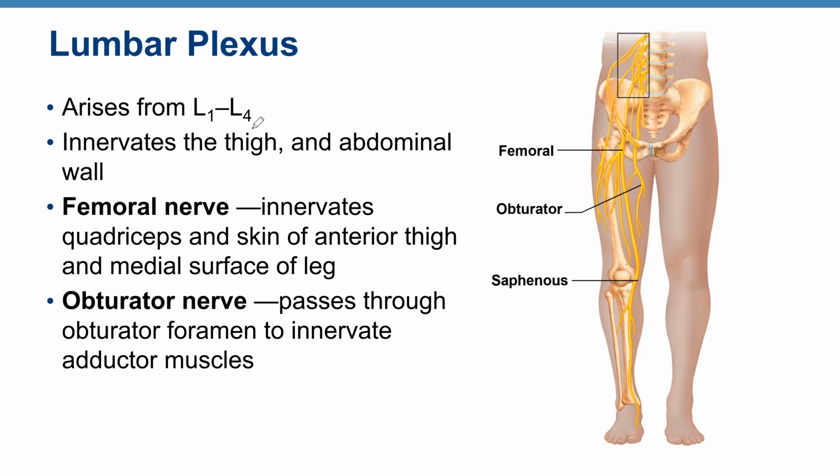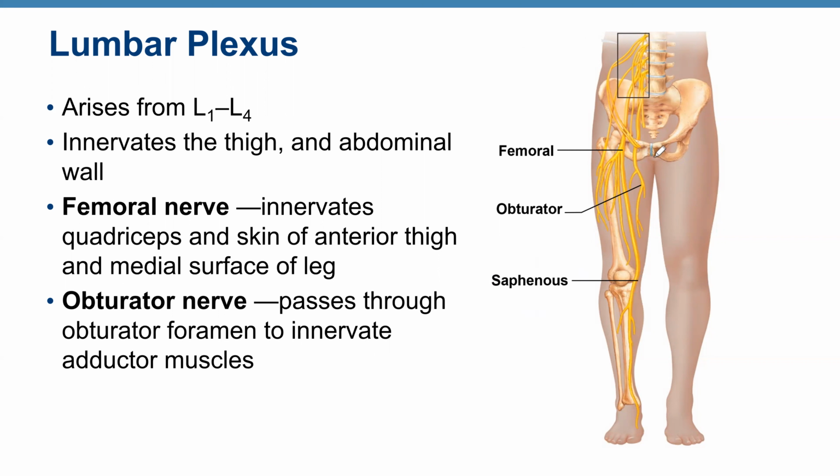Major nerves: the femoral nerve, and femoral is really like a short nerve over here. And then we have many other nerves that branch from it. Now this long superficial nerve is the saphenous. So femoral innervates quadriceps and skin of the anterior thigh and medial surface of the leg, because that's where the saphenous is, on the medial side, and it's a sensory nerve.